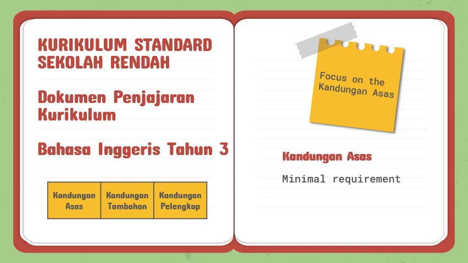because kandungan tambahan is also a good option, but I think that this SOW is adaptable, which means that I can change it according to my students' level. If I think that my students can go beyond what I have planned, it's okay for me to move them to use maybe kandungan tambahan or even kandungan pelengkap. But for now, I try to focus more on kandungan asas only.